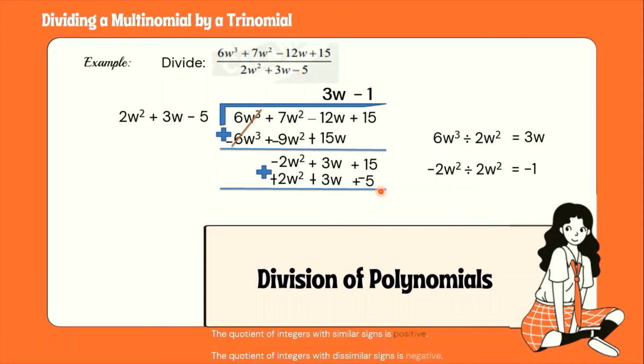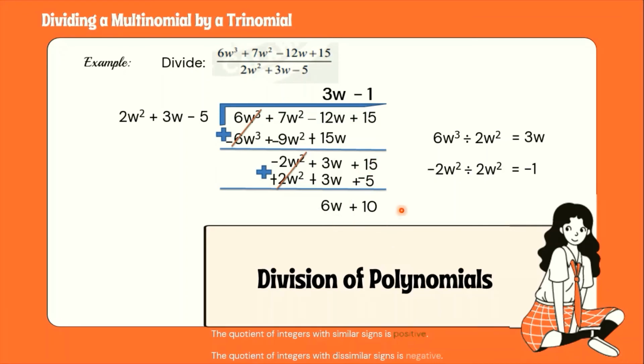Proceed to addition. Negative 2w squared plus positive 2w squared ay makakancel out since negative 2 plus positive 2 is equal to 0. Ito ay pareho ng positive. So, 3w plus 3w is equal to 6w. And then 15 plus negative 5, different signs, so we need to subtract. 15 minus 5 is equal to 10. At positive siya dahil yung 15 natin ay positive.